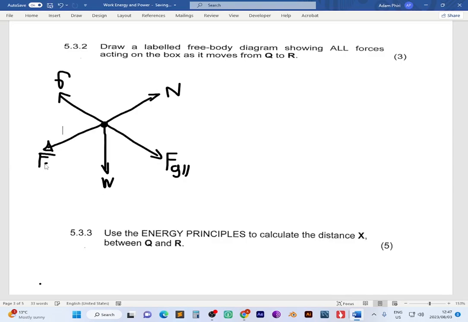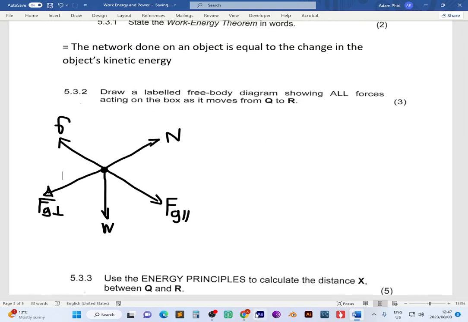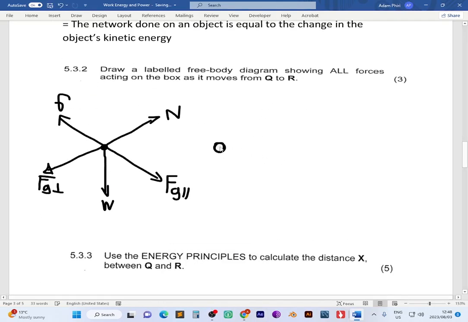So FG, you have FG perpendicular, you have the weight itself, which is FG, and you have FG parallel. So there are 3 possibilities for FG. Even if you say FG perpendicular, FG itself, which is pointing down, or FG parallel, that's also another possibility. Remember, it's 3 marks, so you need 3 forces that are not the same.